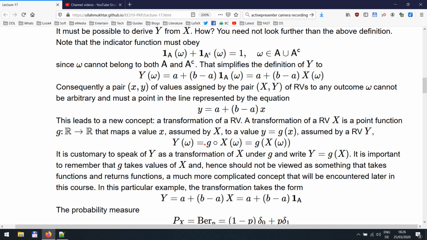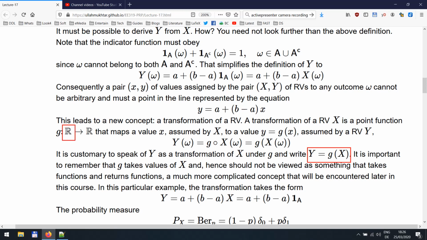So it is also important to remember that this function g is not to be viewed, of course, for simplicity, we don't want to write this omega every time, because we know it will be there. So for simplicity you can write this transformation as uppercase Y equals g of upper X. But this is only for convenience. It is not to be seen as a function of X. You see, what that would mean is that you have a function that takes random variables and gives you random variables. Now, that will require a very complicated definition.